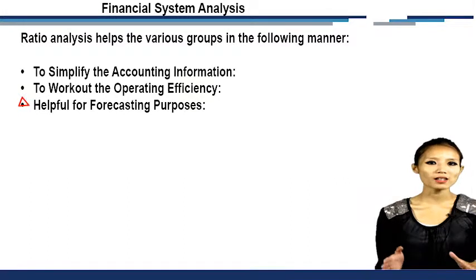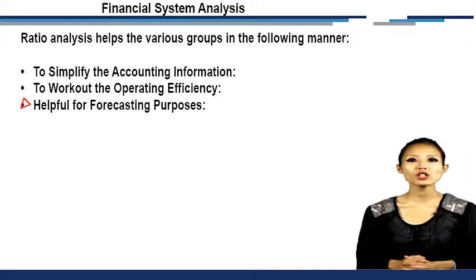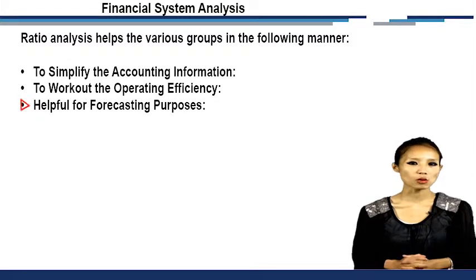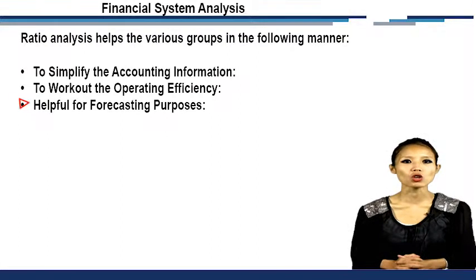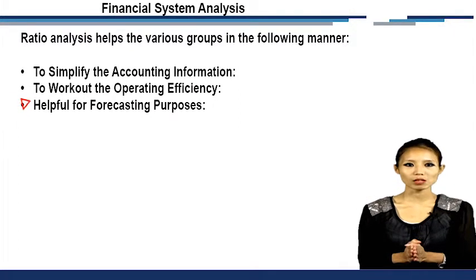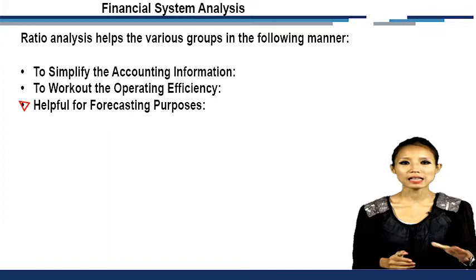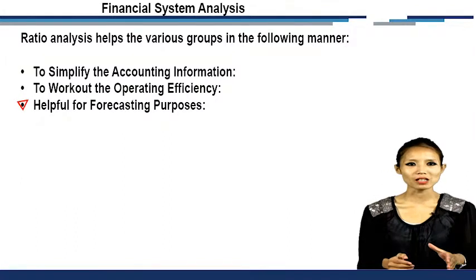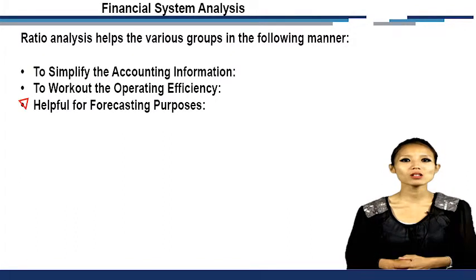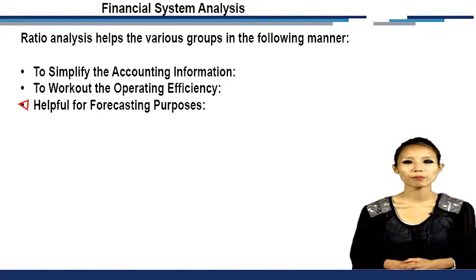Helpful for forecasting purposes. Accounting ratios indicate the trend of the business. The trend is useful for estimating future. With the help of ratios, estimates for future can be made. In this way, these ratios provide the basis for preparing budgets and also determine future line of action.